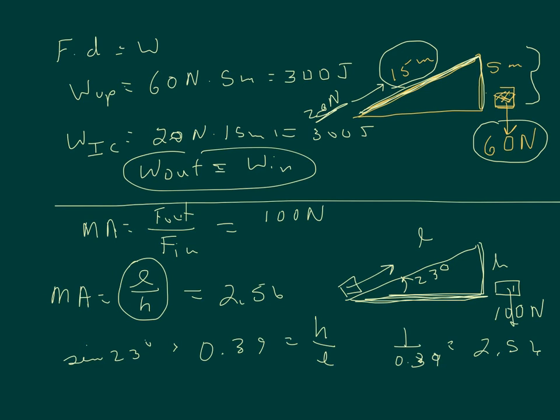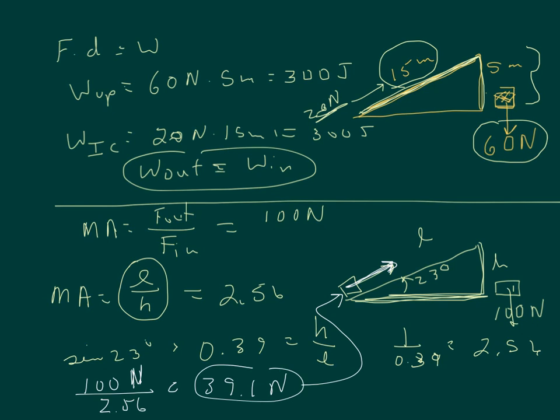Okay, so the question comes then, how much do I have to push on this box to get it to go up the hill, assuming there's no friction, of course? Well, the mechanical advantage is 2.56. So I take the 100 newtons and divide it by the mechanical advantage of 2.56, and I get 39.1 newtons, and that's the force that I would have to push it up the inclined plane, 39.1 newtons. 39.1 times 2.56 gives me 100.